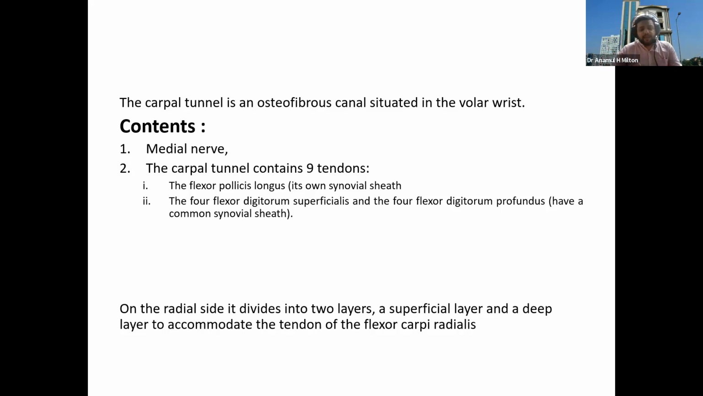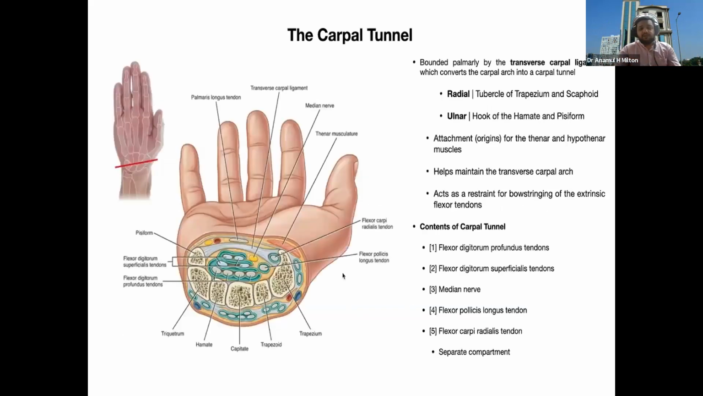Okay, and another very important part: the superficial muscle and deep muscle are divided. One is the superficial, the flexor digitorum superficialis, and the profundus is the deepest part. Okay, so we can see here, we have almost talked about these things.